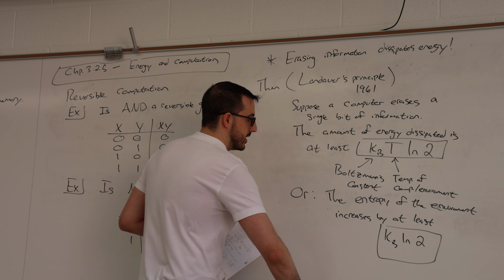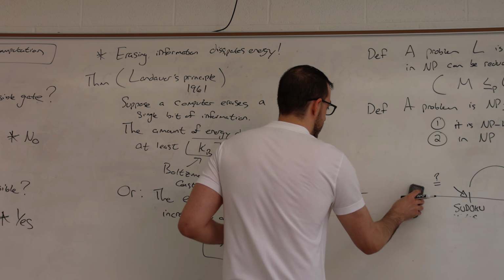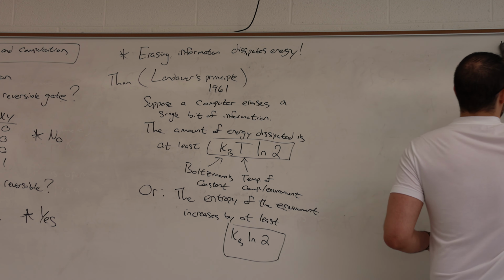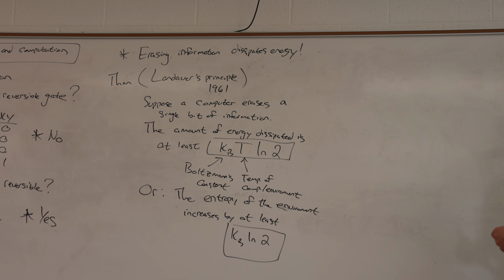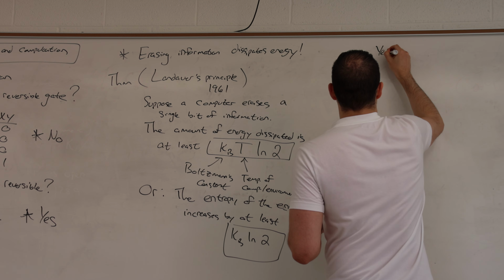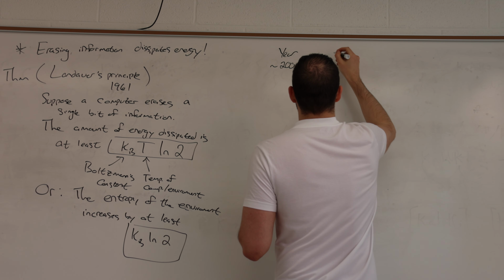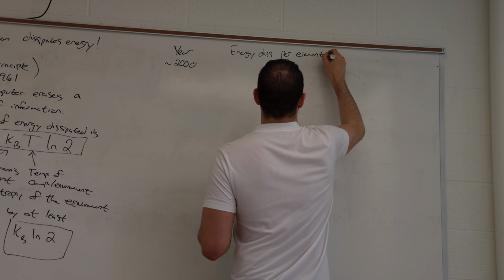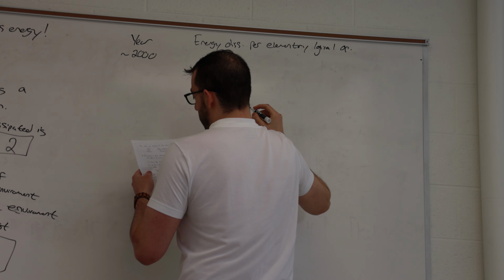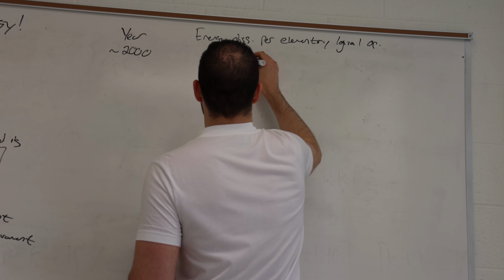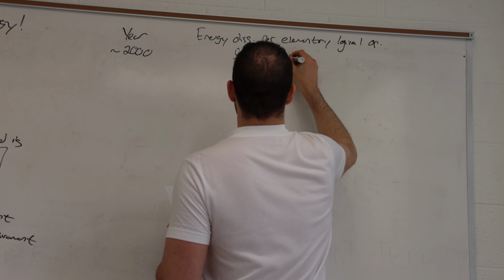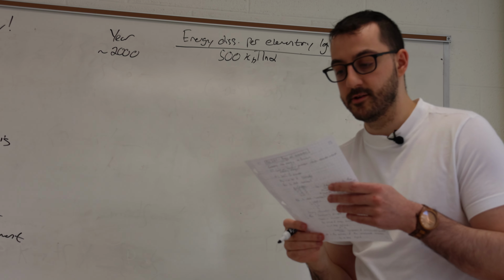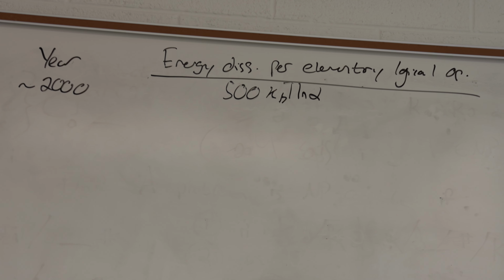So we could ask how close computers are to this lower bound. At least around the time the textbook was written, which was the year 2000, so it's a little bit dated now, we're not going to be close to saturating this bound by any means. In the year 2000, the energy dissipated per elementary logical operation was about 500 times this. So 500 times Boltzmann's constant times the temperature and the log of 2. In principle, computers could be a lot more efficient, like 500 times more efficient. And so that's an interesting direction to go in. Perhaps some of you will in your careers.